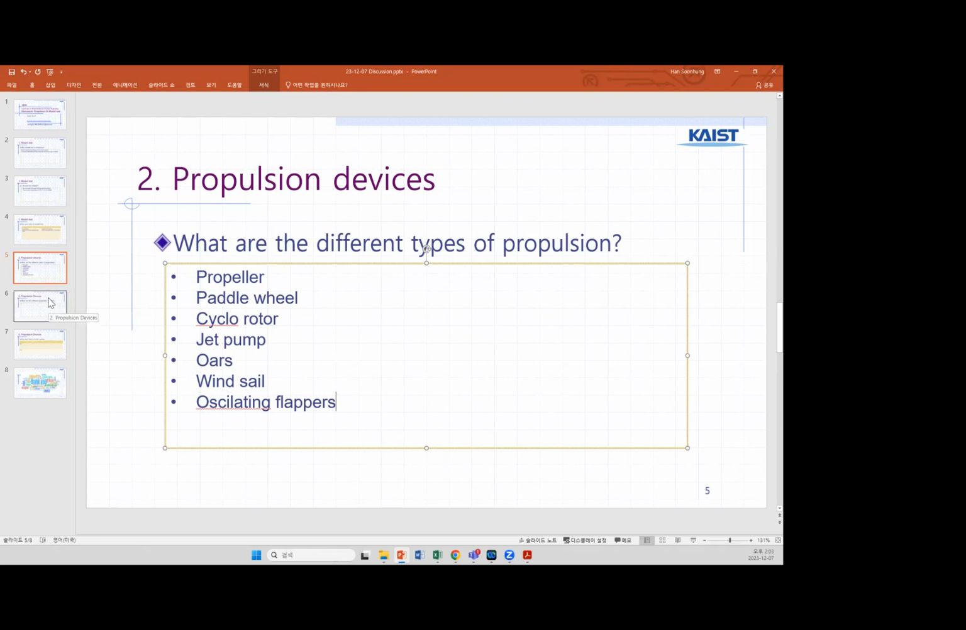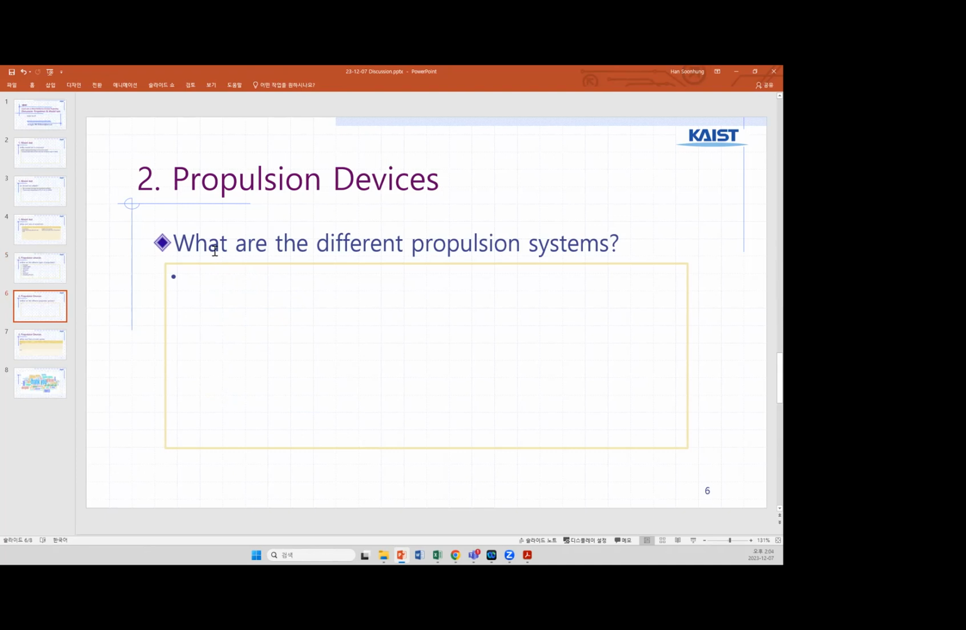Okay. And let's go to the next question. What are the different propulsion systems we use in modern ships? This is the propulsion devices, maybe the propeller, and which is the powering system.